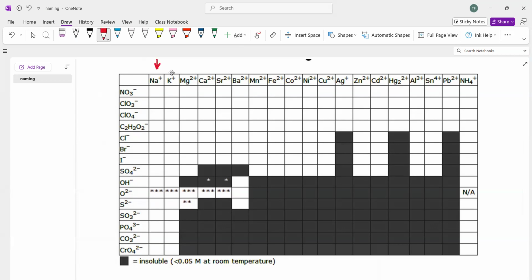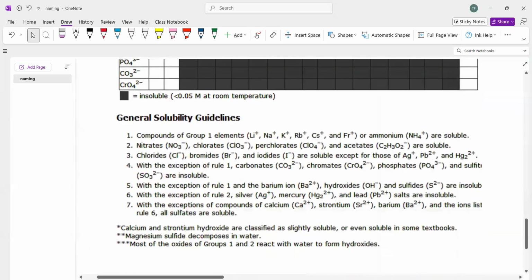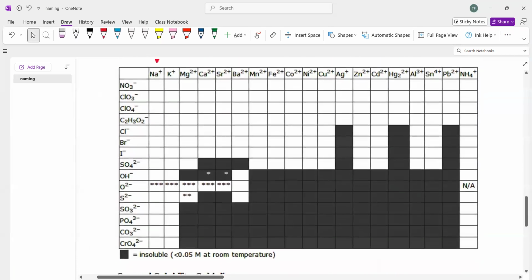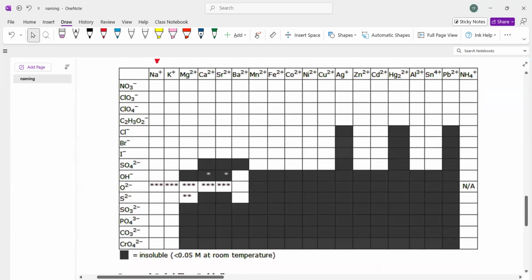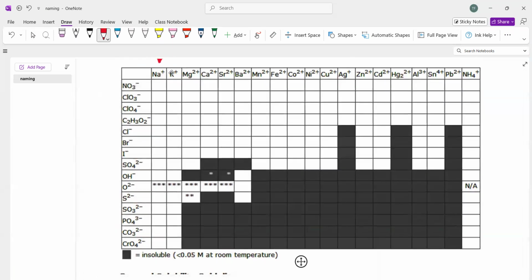So those are some of the rules. It'll say group one. Group one starts with sodium at the top. Everything in group one doesn't form a solid. So if you go down there and look at these rules here, group one elements. Okay, so that's how this table is made. So we have sodium and we have chloride. Those are going to come together. White box. No solid.